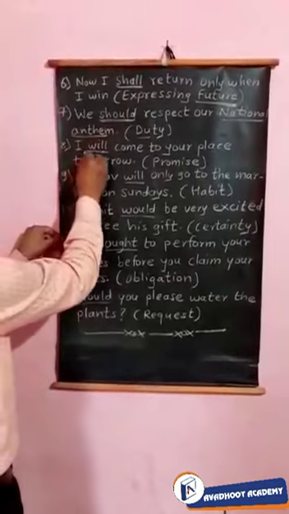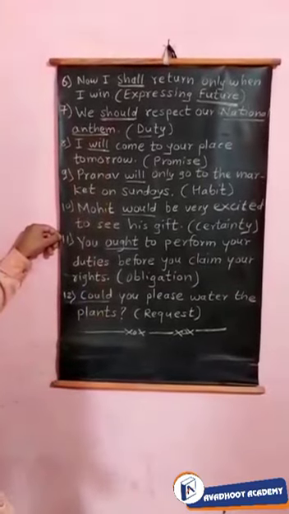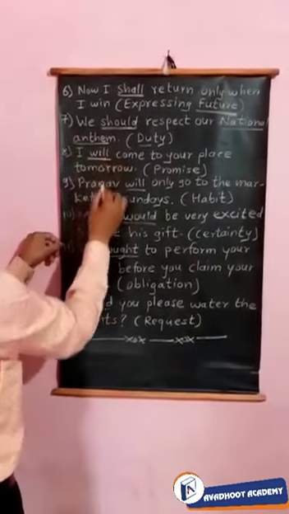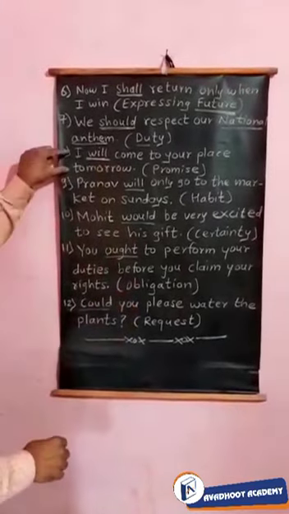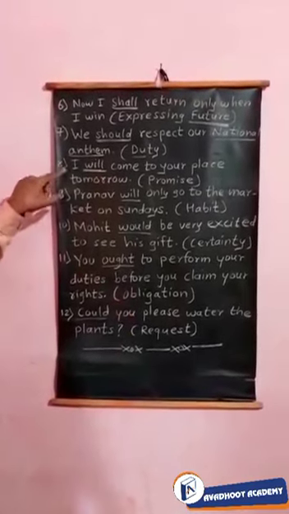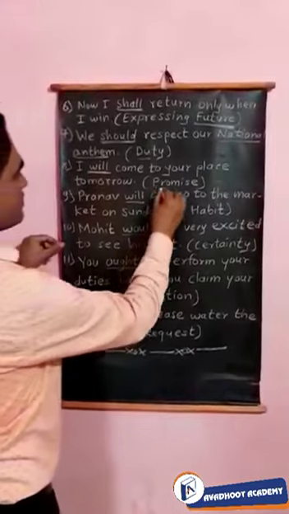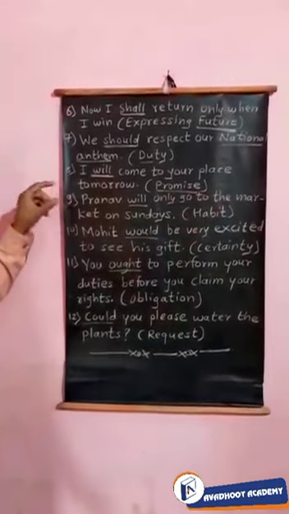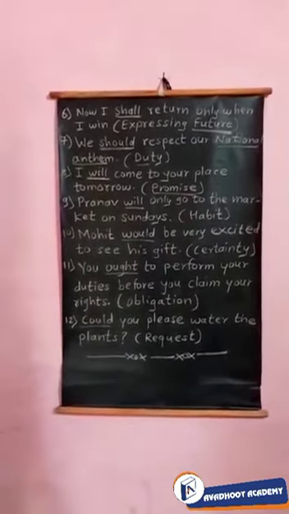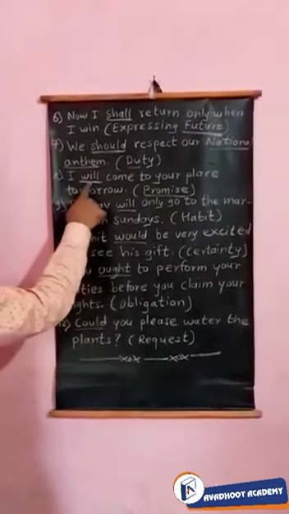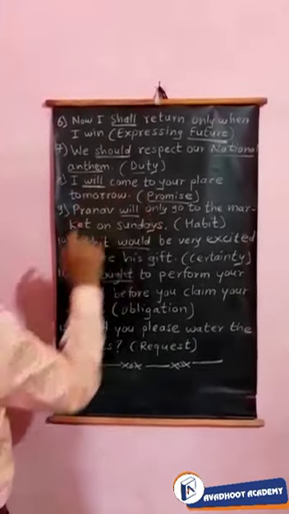Then the next example: I will come to your place tomorrow. Here will is future, but if you see carefully in that sentence, it is a promise given by the person to the other person that I will come to your place tomorrow. It is a promise. So will expresses a promise here.